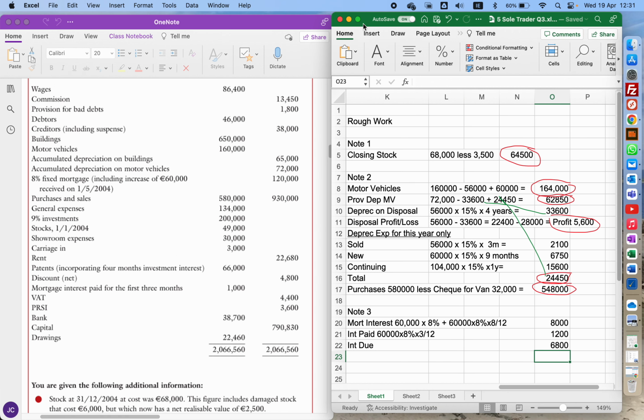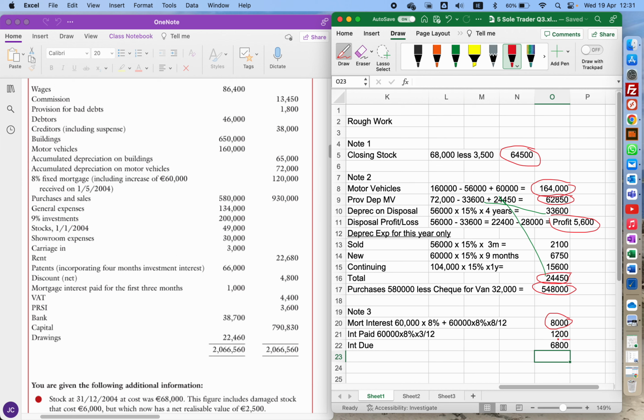I'm just going to circle now the numbers that have to appear somewhere in my question. These things that are in red are the numbers I'm going to have to take and put into the question in a second. And I'm going to take the interest due, and as Jack has said, that's the current liability.